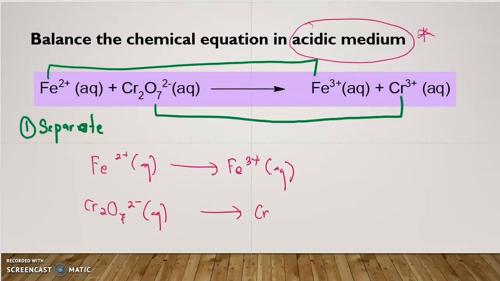becomes Cr3+ aqueous. If we look at the oxidation number for ferrum, it increased from 2 to 3, meaning that the first half equation represents the oxidation process, and automatically the second half equation represents the reduction process. Okay, so this is the first step where we have to separate the equation.